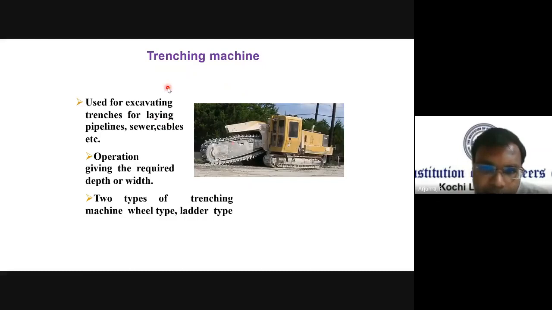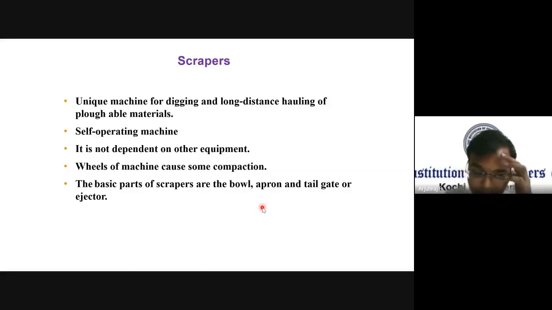The next important machine is the trenching machine. This is a trenching machine that is used for excavating trenches for pipelines and also for sewer cables, etc. You have to select this machine based on the requirement with respect to the specifications. We have two types of trenching machines: it can be either a wheel type or a ladder type. And I will show you some video related to the trenching machine, where you will understand much better.